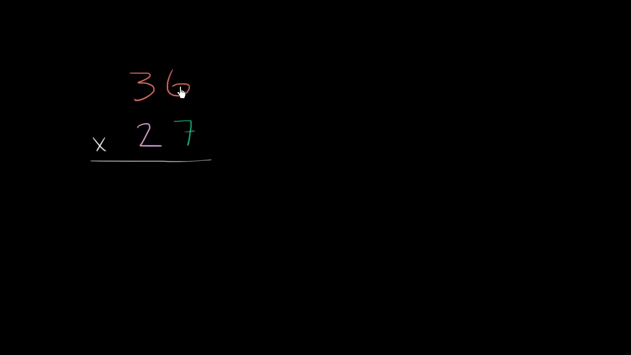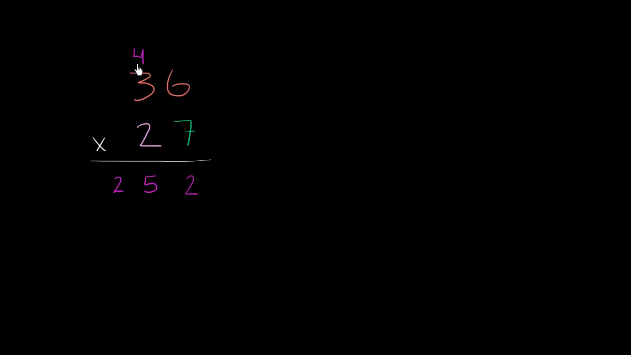7 times 6 is 42. Write the 2 down here. And then the 4, which represents 40, I can put in the tens place. 7 times 3 is 21, plus 4 is 25. So I could write the 25 right over here. There's no place to carry this 2, so I just wrote the 2 right over here in the hundreds place.